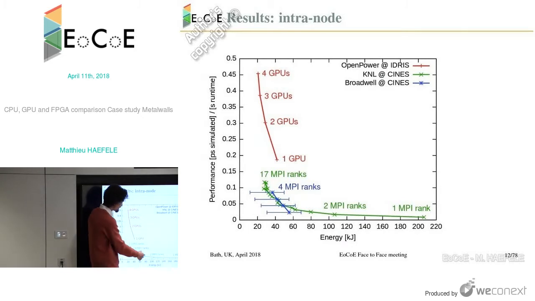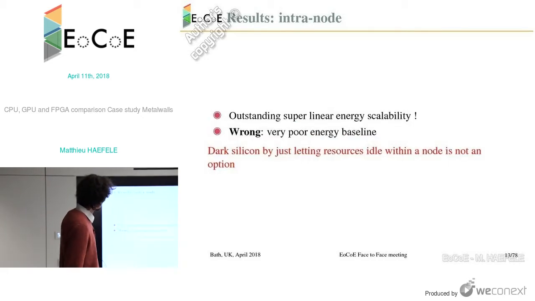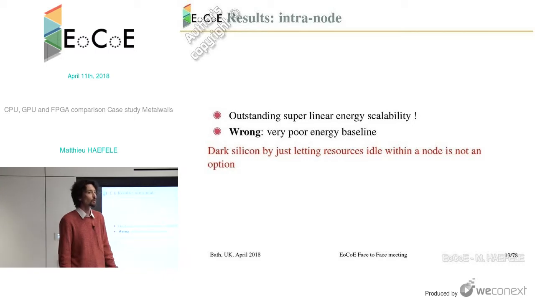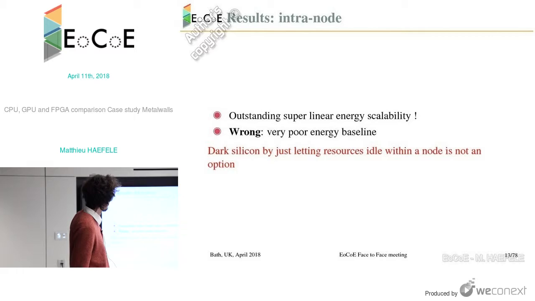Unfortunately, on the Broadwell system, energy measurements were basically wrong. That's why you have a huge error bar there. So basically, we do not have a super linear energy scalability. It's just that letting resources idle is not a good way to save energy. As soon as you have one node that is reserved for your computation, you will burn the same amount of energy, whether you are using only one core or the full chip on this node. That's the bottom line, the moral of this plot.